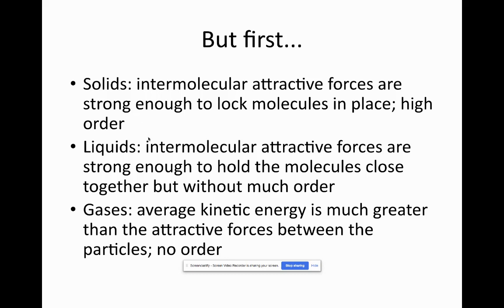In the same substance, but in a liquid state, the intermolecular attractive forces are strong enough to hold the molecules close together, but not with a lot of order. So they are actually able to move around a bit. Then that same substance in a gaseous state is going to have far more average kinetic energy than the attractive forces, which is going to allow the particles to get extremely far apart, and there's going to be zero order.